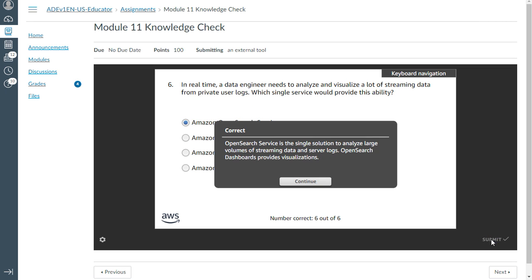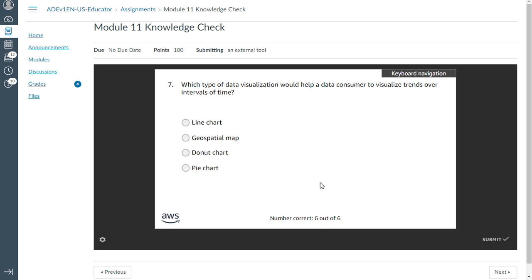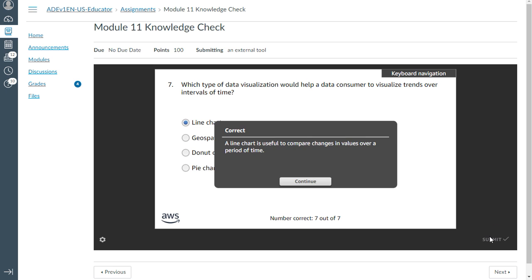Yes, this is correct. Seventh one: which type of data visualization would help a data consumer visualize trends over intervals of time? Oh, the best one is the line chart. Yeah, correct.